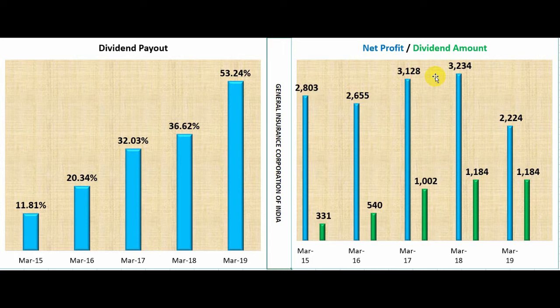So this company is not keeping any profits, or most of the profit it is earning is being distributed back to the shareholders.